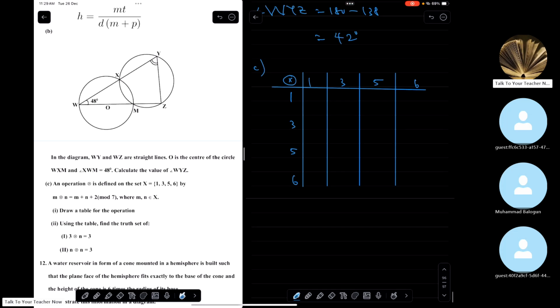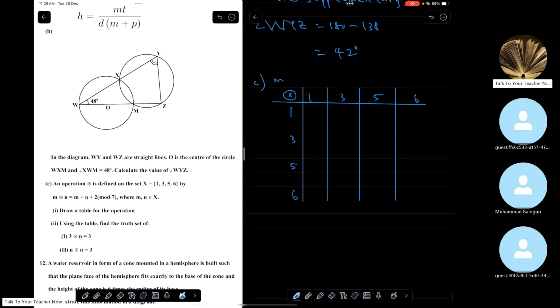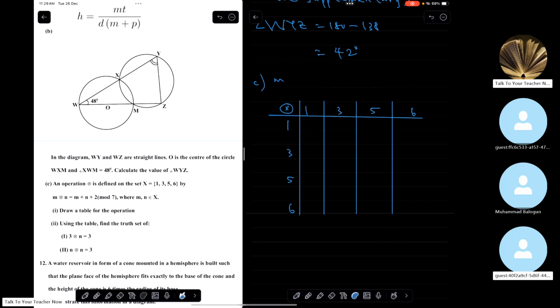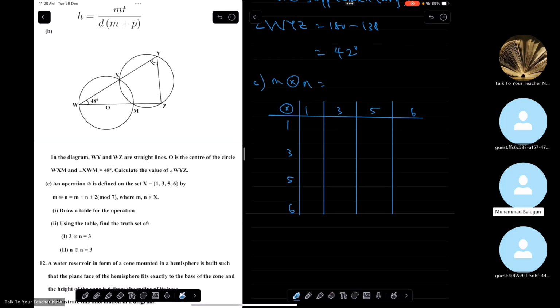So now, what's the definition of the operation? Don't forget the definition. Definition is M circle times what? What's the definition of the operation, Ajara? M circle times N equals what?